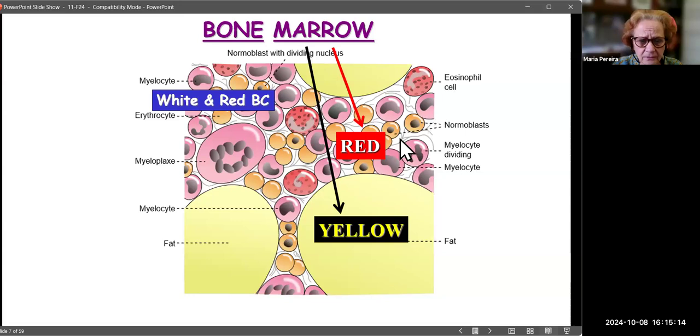And this is another image showing the yellow bone marrow and the red bone marrow that contains all the precursors. So we call it red, but don't confuse it that it only has the precursors of red blood cells. No, it has the precursors of white blood cells, red blood cells, and platelets.